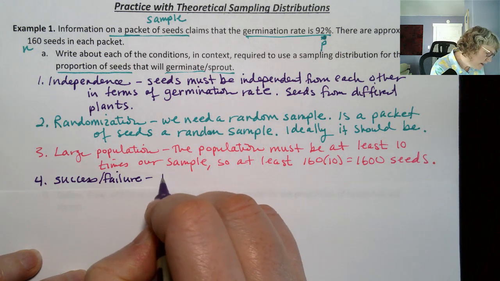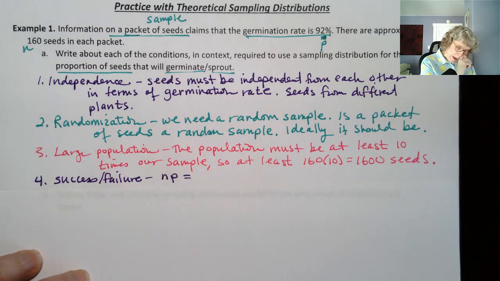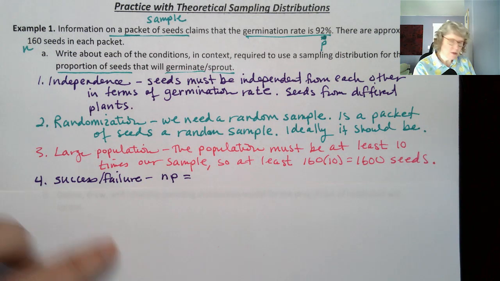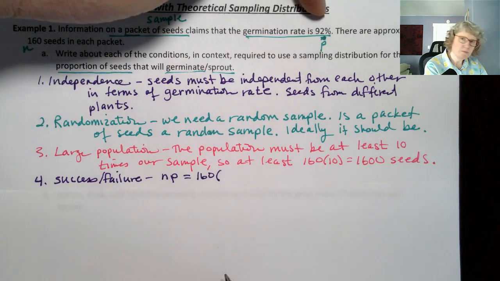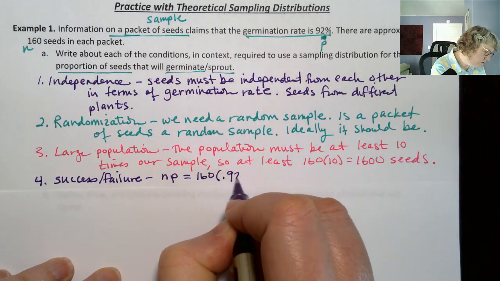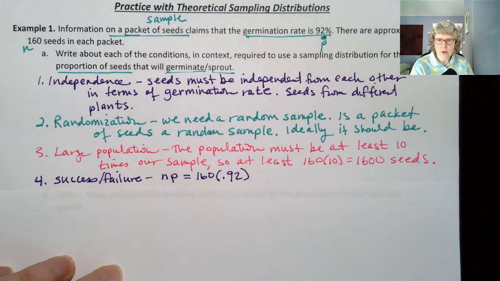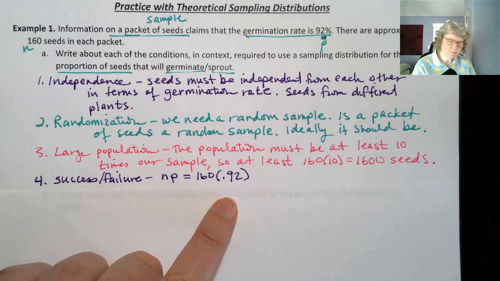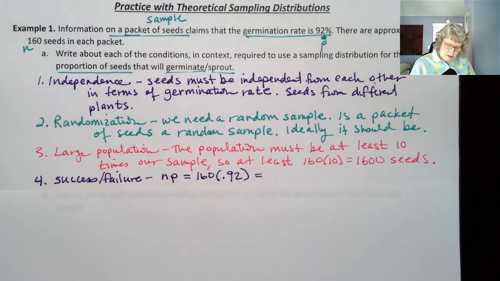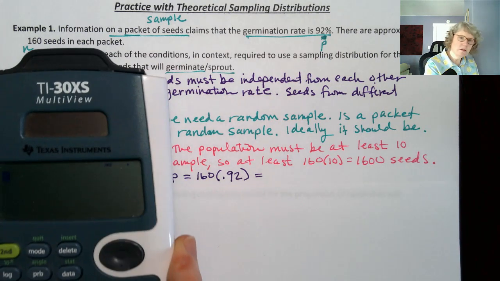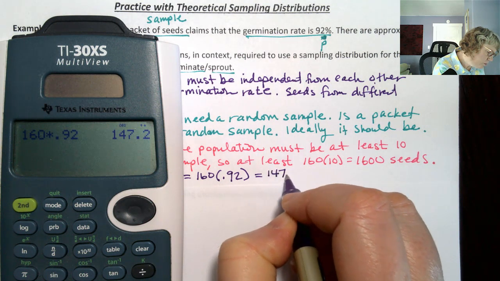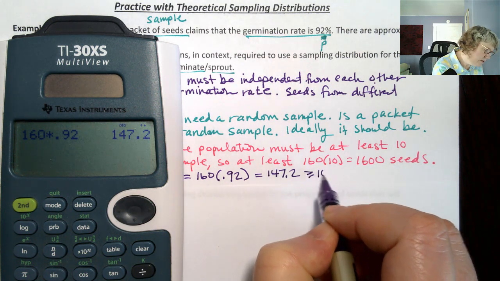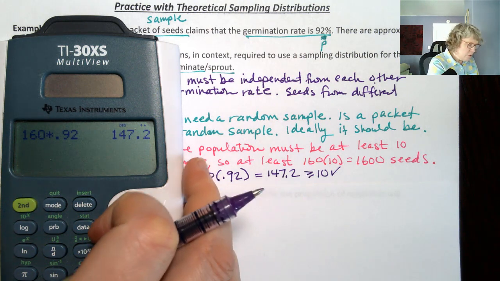So I'm going to write N times P, and then I'm going to plug in my numbers. So my N is 160. And our P is 0.92. So we're always going to turn our P into a proportion, a decimal. Now I need to calculate this, and this needs to be at least the number 10. 160 times 0.92, 147.2. So no problem. That is greater than or equal to 10, so I'll put a check mark right there.